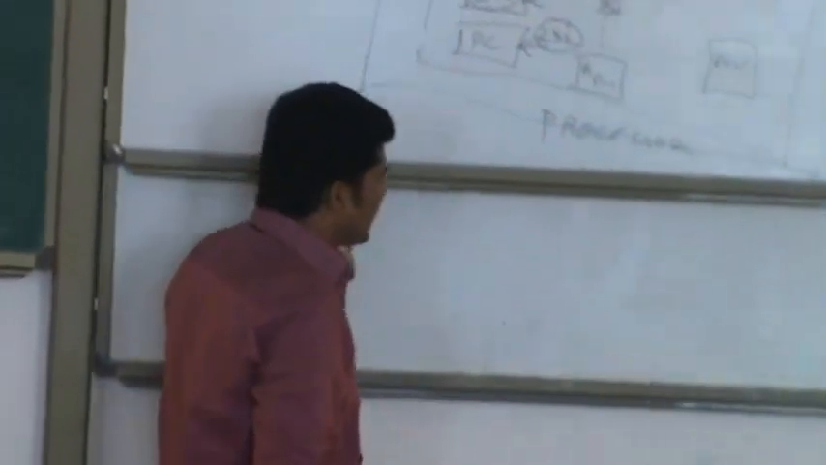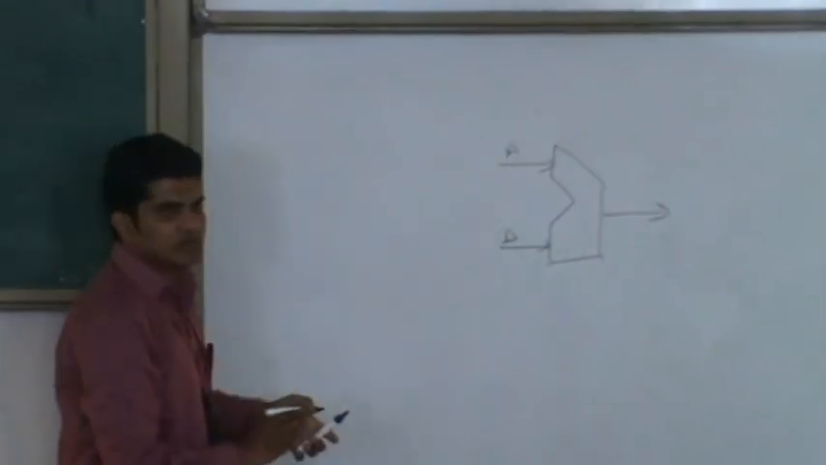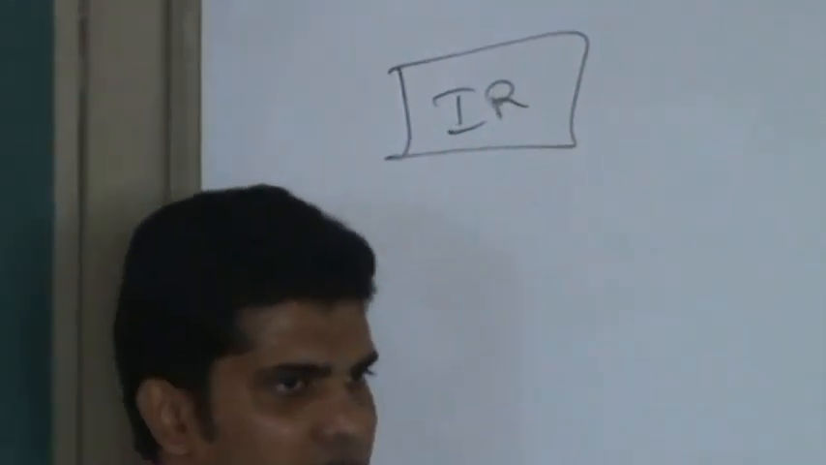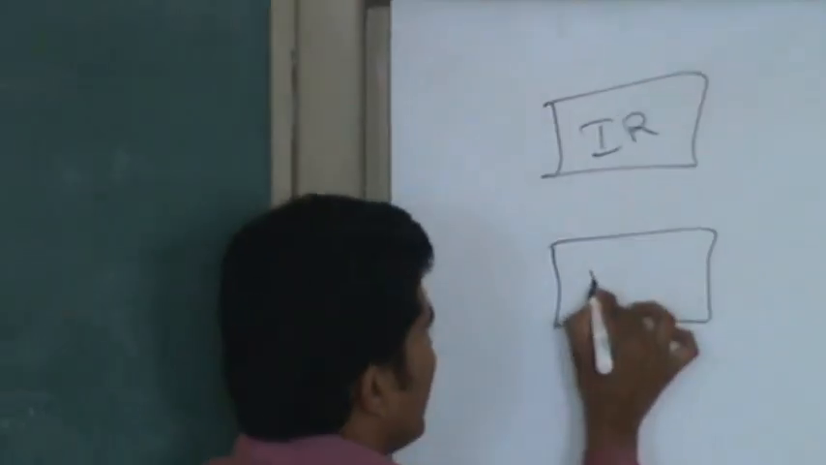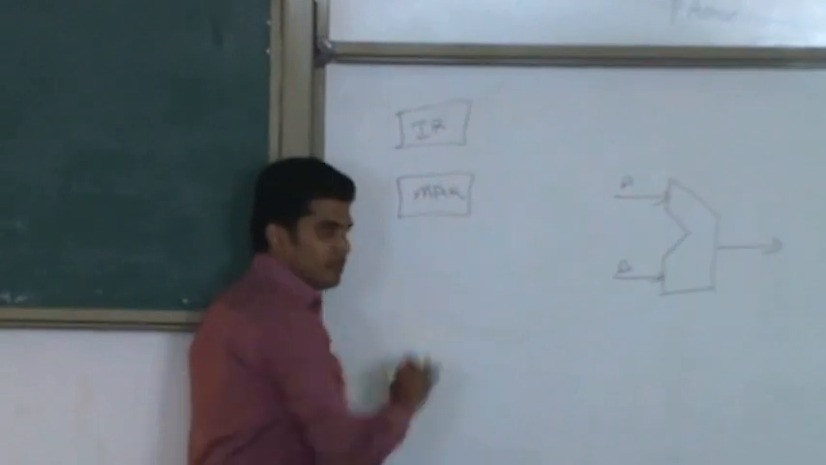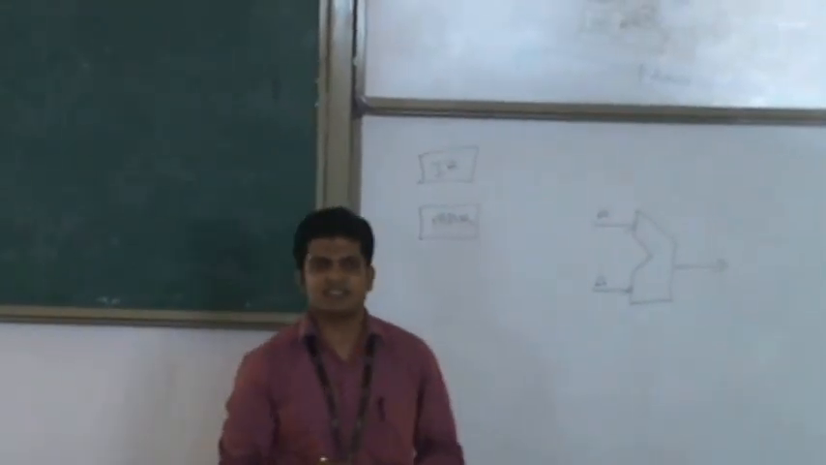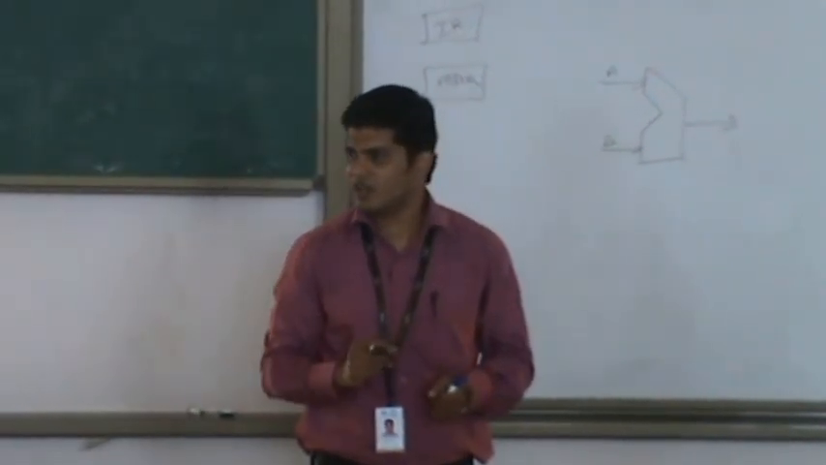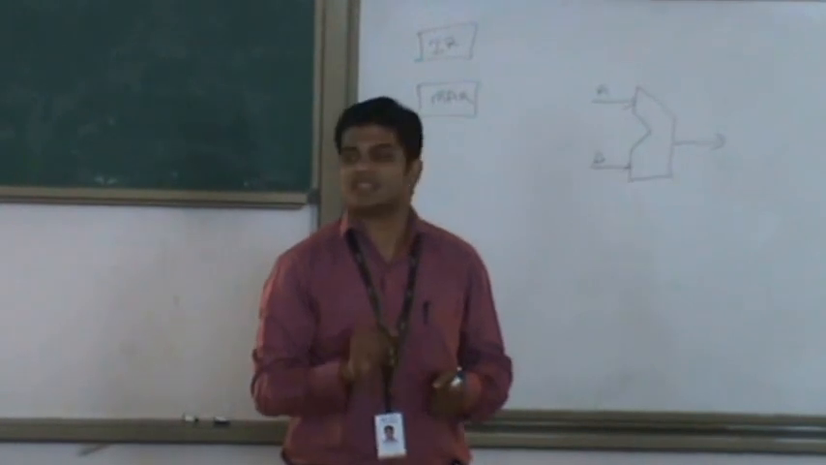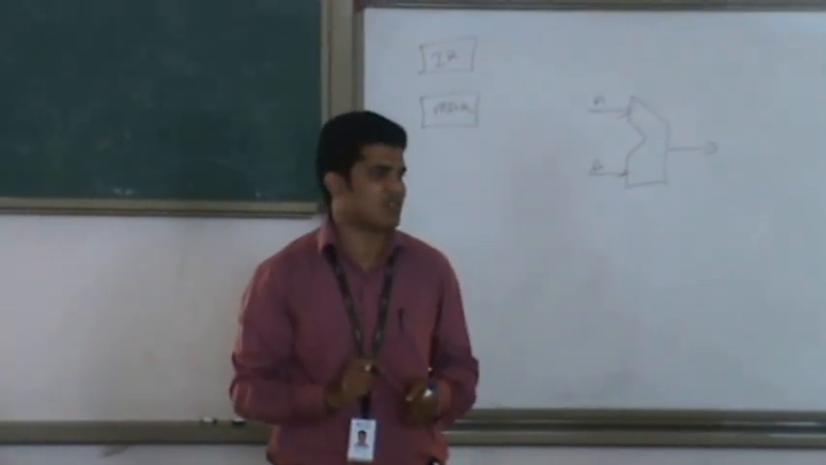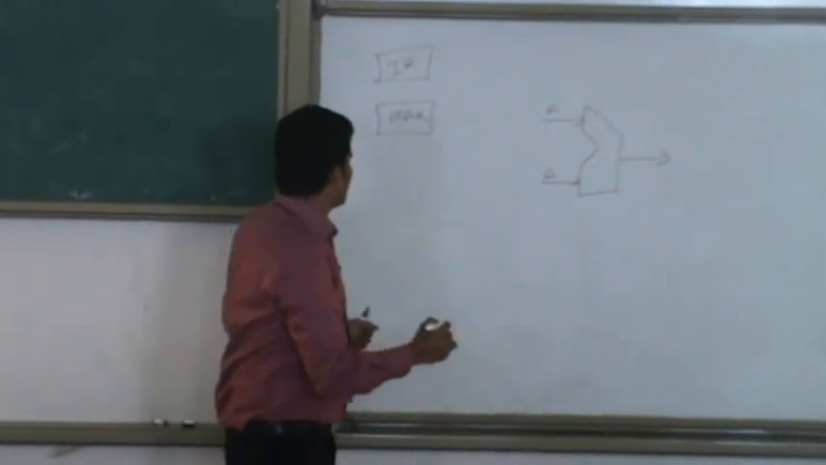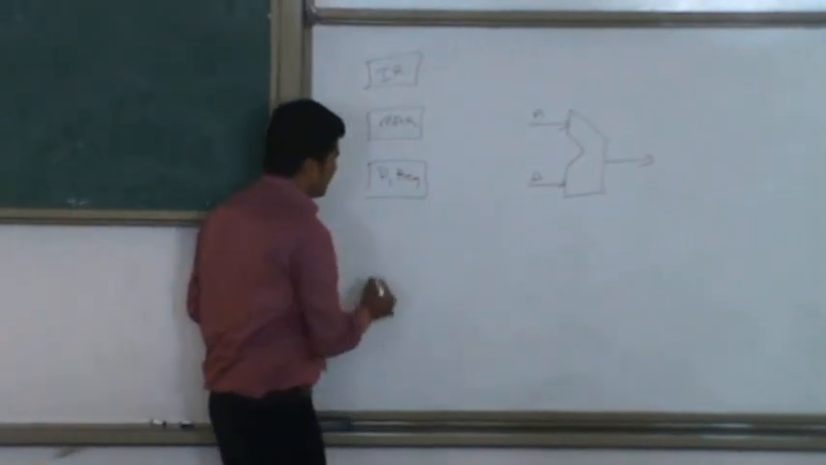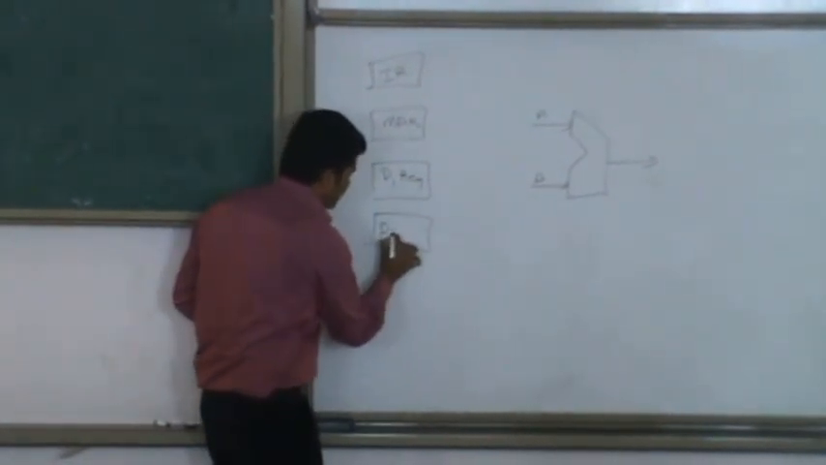So we have different registers. The first one is the instruction register. The second one is the memory address register, which holds the address of the currently executing instruction. The instruction register holds the instruction itself, the currently executing instruction itself. The next one: consider you have two data registers, D1 register, data 1 register, and data 2 register.